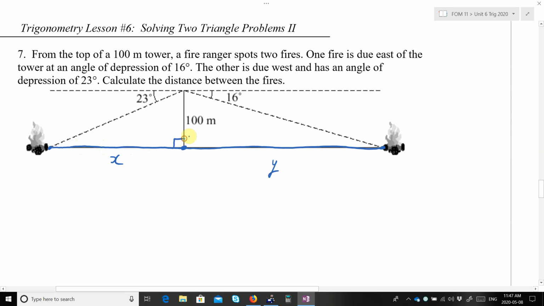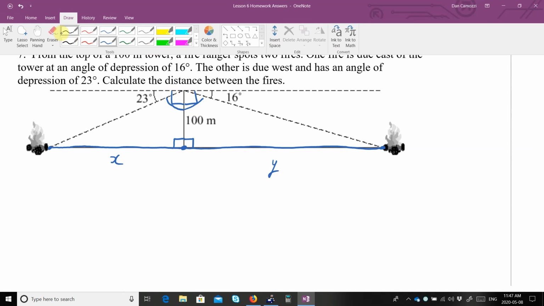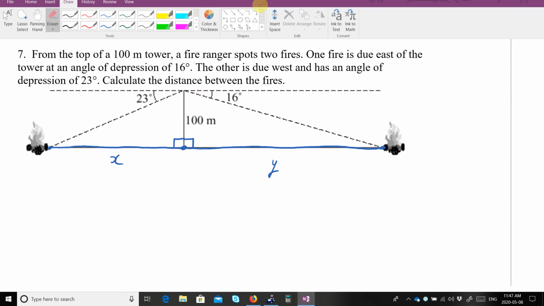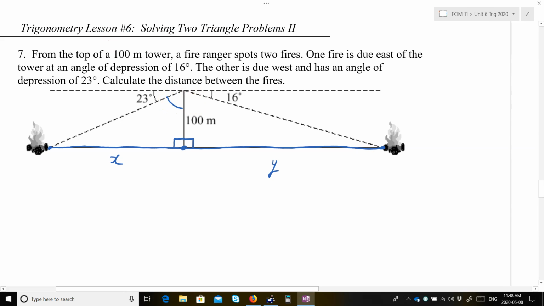Our 90-degree angles are here. We have to figure out angles inside the triangles, so right here and right here. And remember, this is 90 and this is 90, so we're going to go 90 minus 23 to get this angle, which will be 67 degrees. And to get this angle, we would go 90 minus 16, which is 74 degrees.